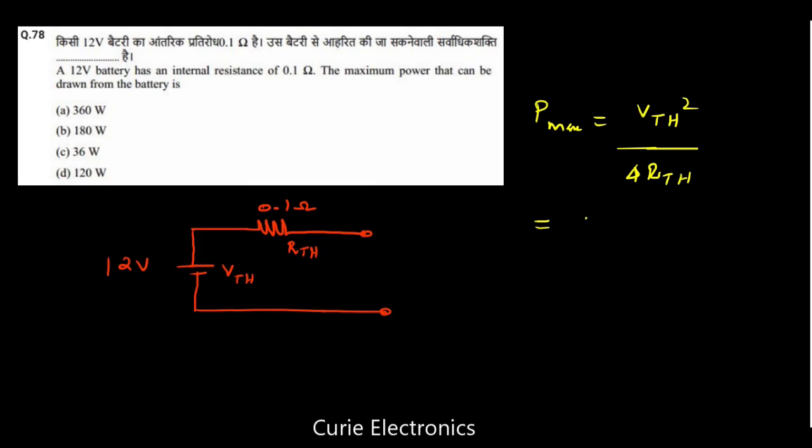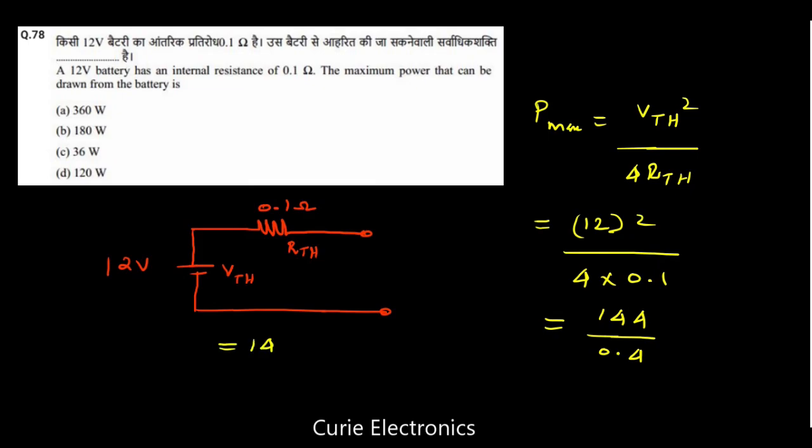So VTH 12 square upon 4 times RTH, where RTH is 0.1, which equals 144 upon 0.4. Now to simplify this, I'll multiply both numerator and denominator by 10. 1440 upon 4. 144 divided by 4 is 36, and with the 0 it is 360 watt. 360 watt is the right answer.